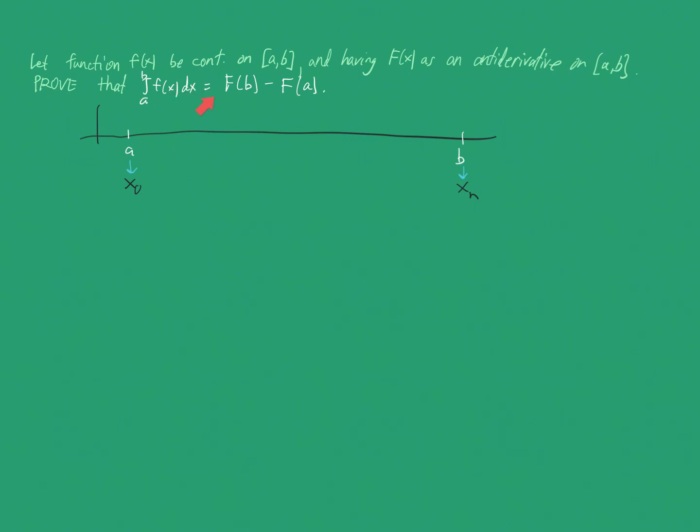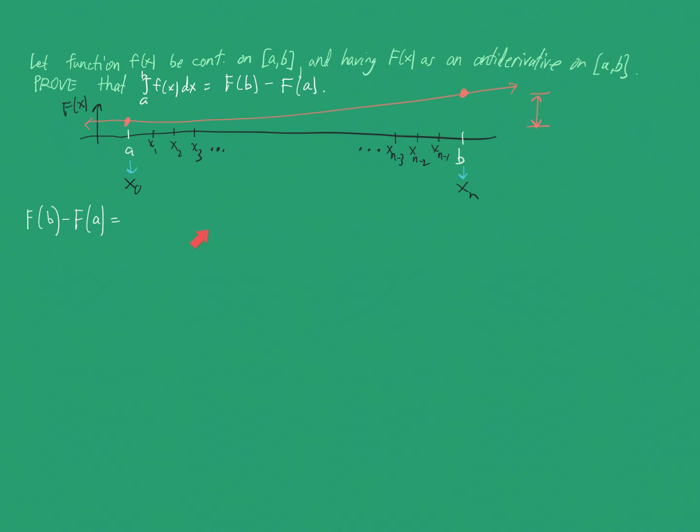Here's a proof I did in class. We'll take that interval from a to b and divide it into subintervals from x naught to x sub n. Now this vertical axis in this graph will be the graph of the antiderivative. The beginning of this proof will begin with the right side, capital F of b minus capital F of a.